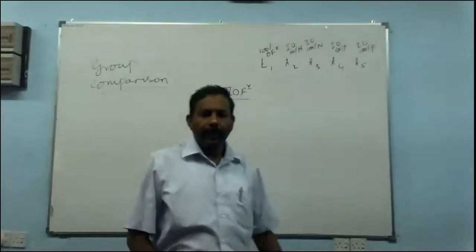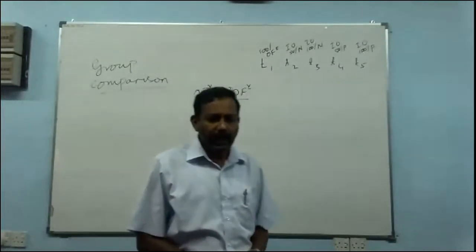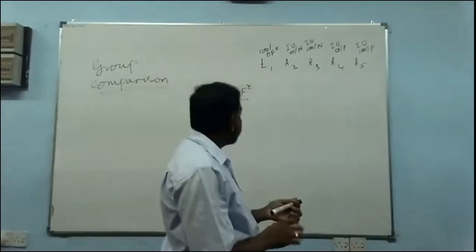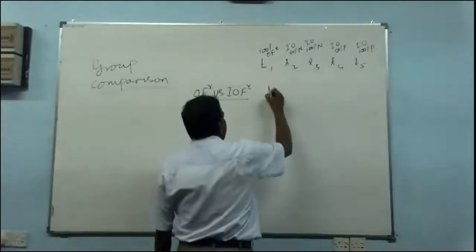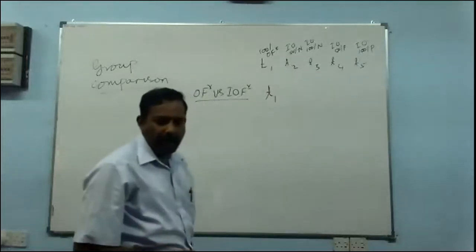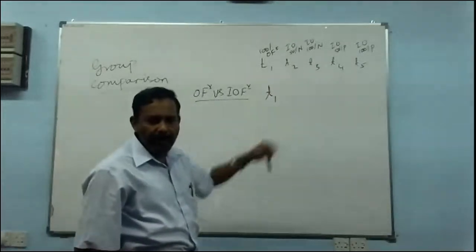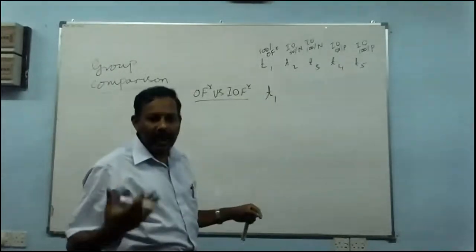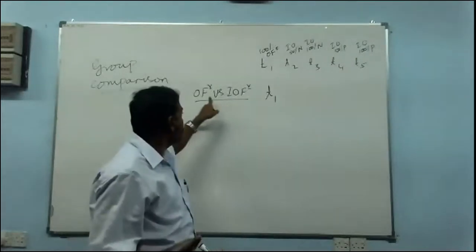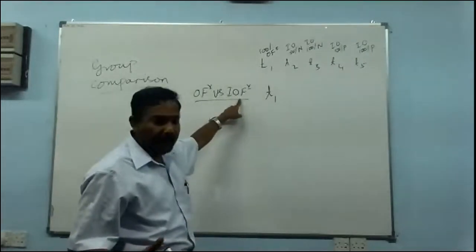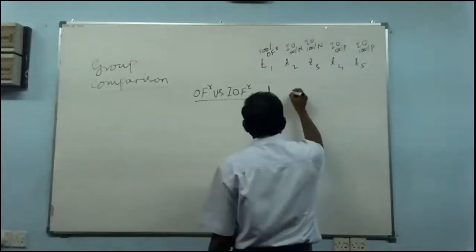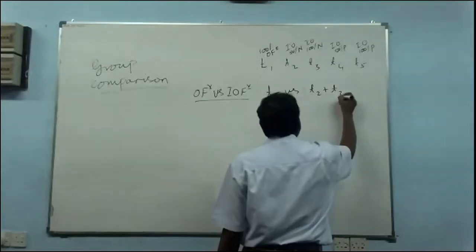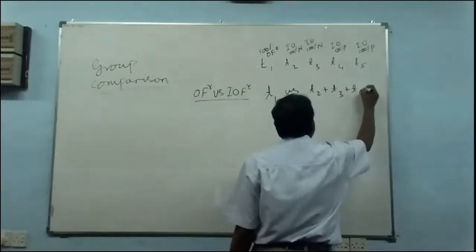Which treatment is with organic, which is with inorganic? T1 is the organic one. What about T2, T3, T4, T5? All the rest, four treatments, are with inorganic. So my objective is organic versus inorganic. So what I want to say is T1 versus T2 plus T3 plus T4 plus T5.